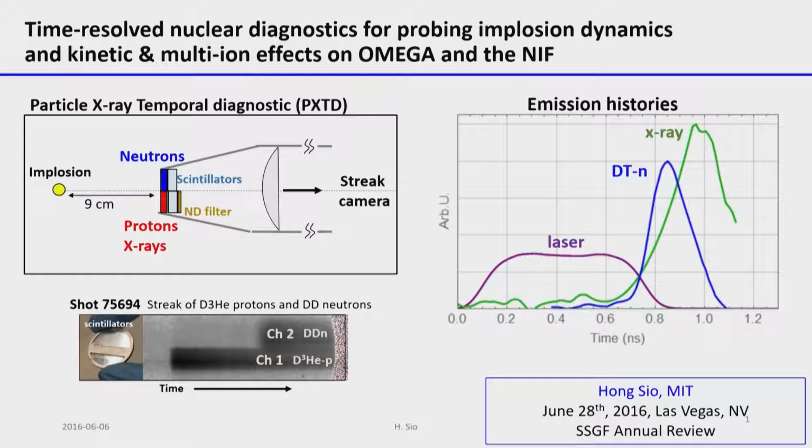Good afternoon, everyone. So today I'm going to talk about time-resolved nuclear diagnostics and using them to understand ICF implosions on Omega and the NIF. This is just a very quick snippet: a cartoon schematic diagram of a diagnostic that we'll talk about, the particle X-ray temporal diagnostic, and the X-ray and neutron emission history measured with this instrument.